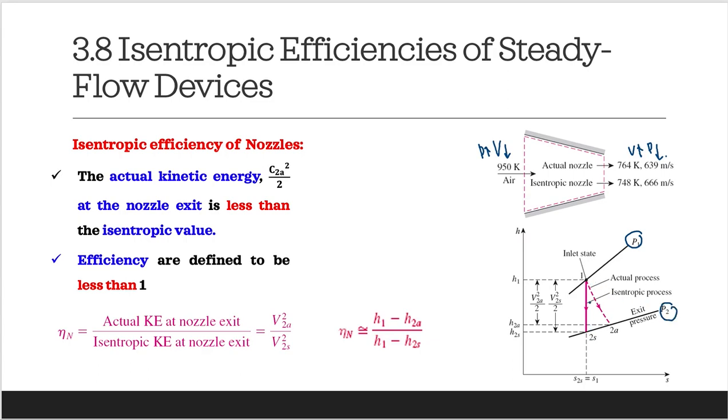So this is the isentropic work, given by V2S squared over 2, and this is the actual process, given by V2A squared over 2. So we can see here that the actual work is less compared to the isentropic work. Therefore, we have this formula, V2A squared over V2S squared. That's all for isentropic efficiency. Thank you.